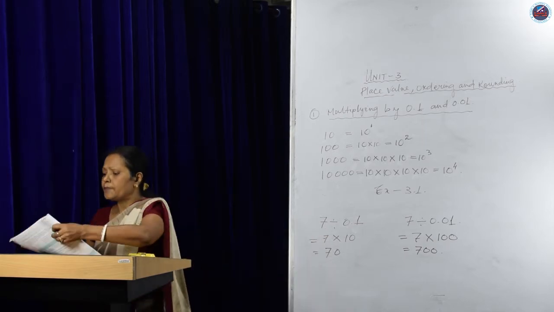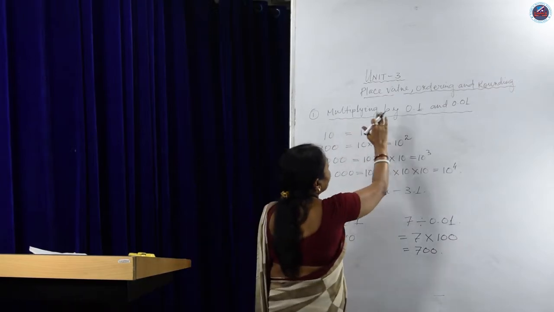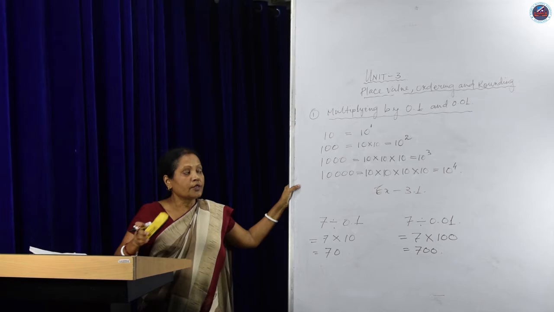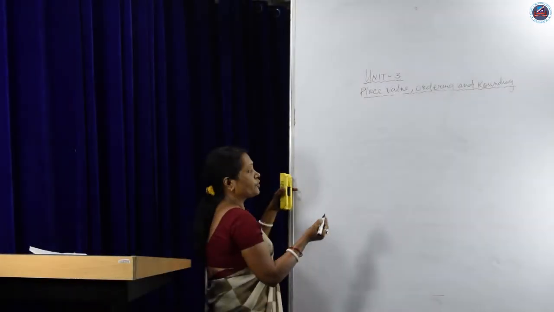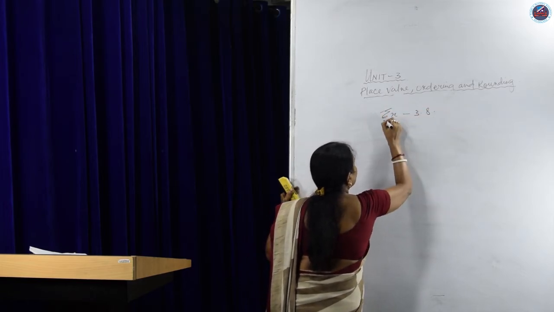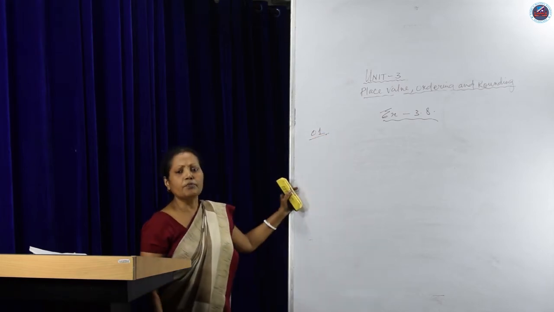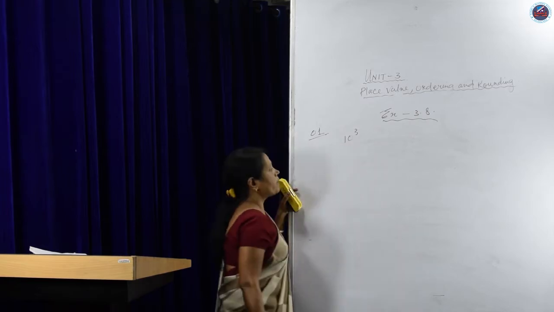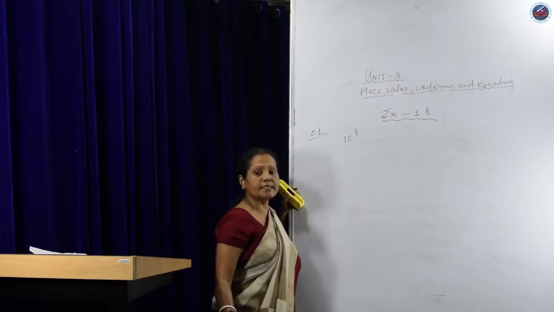That is exercise 3.1: how to multiply and divide a number by 0.1 and 0.01. So I am going to work out a few sums from exercise 3.1. Check question number 1. In question number 1, there is a sum given: 10 to the power 3. You have to write it in number as well as in words.